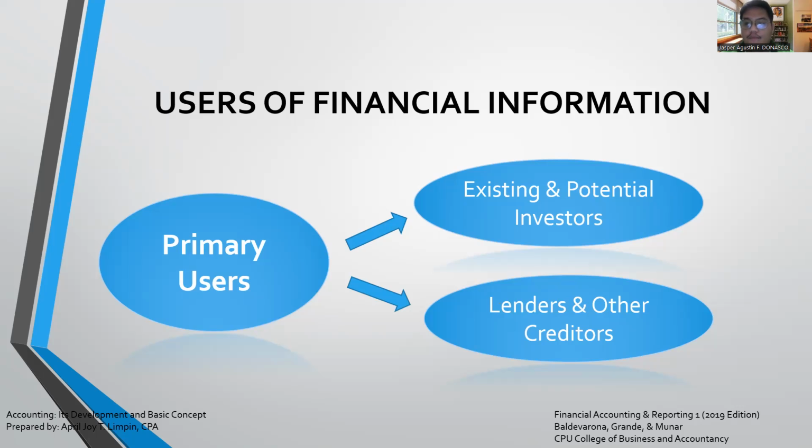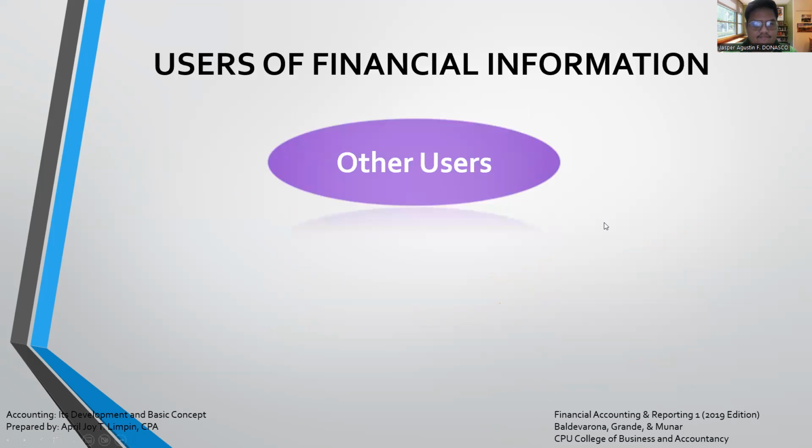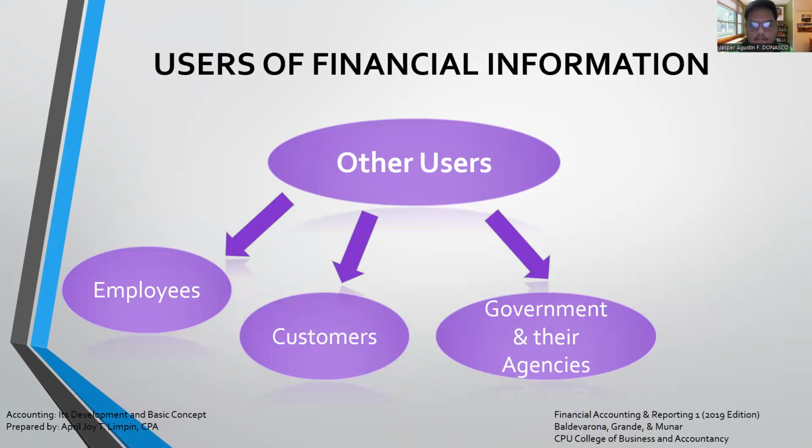So we also provide them with statements, any type of statement that an accountant provides, so that they can decide if we are worth their time in providing or lending money. That's why they are the primary users. The reports are essentially made for them. So next, other users. This is the second branch. Other users such as employees, customers, government and their agencies, and the public.